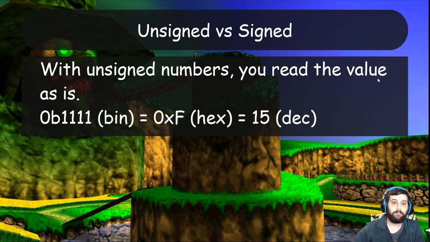So, if this number is unsigned, assume it's positive. So we have 1111, which, if you remember from before, is equal to F. And F for us in hex is 15. And the other way, in case you want to break it down and practice this, the first one is 8. 8 plus 4 is 12. 12 plus 2 is 14. 14 plus 1 is 15.